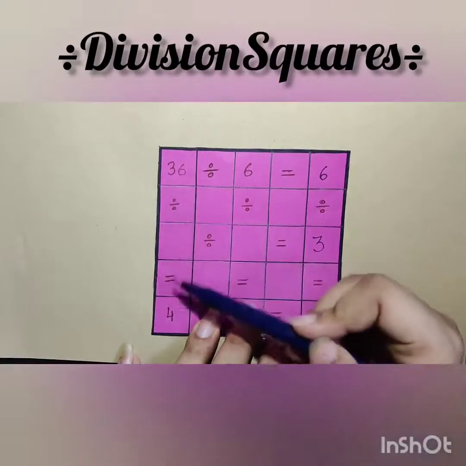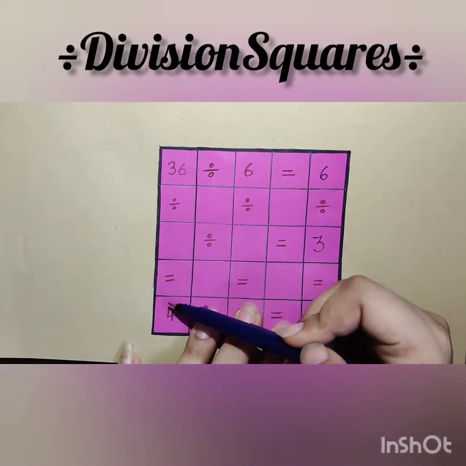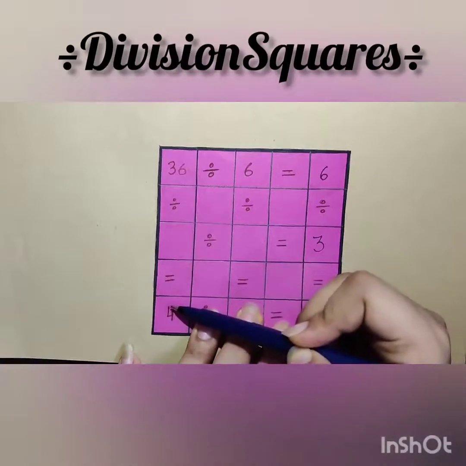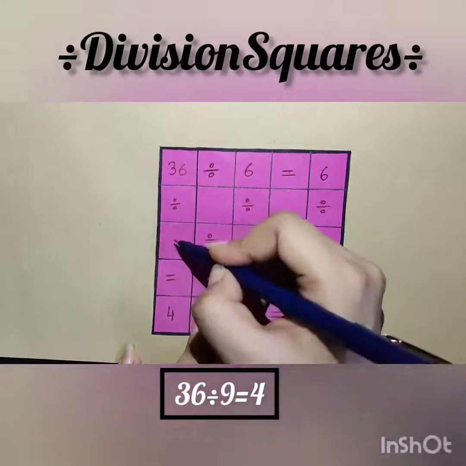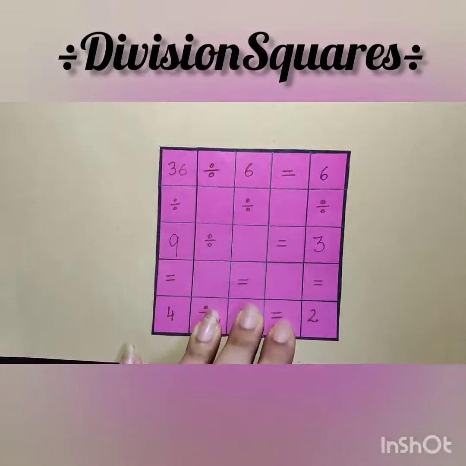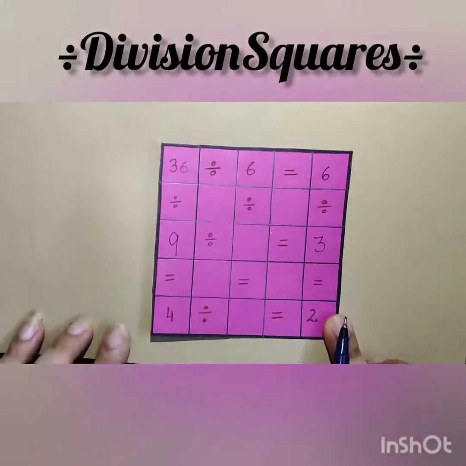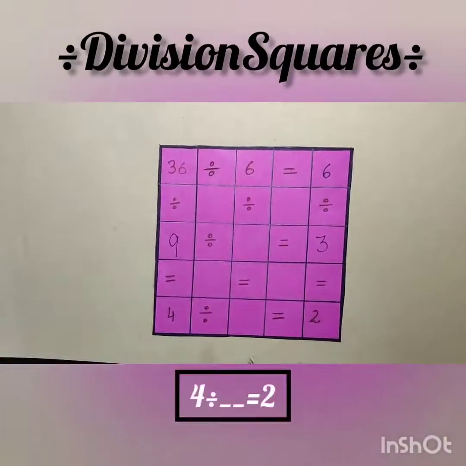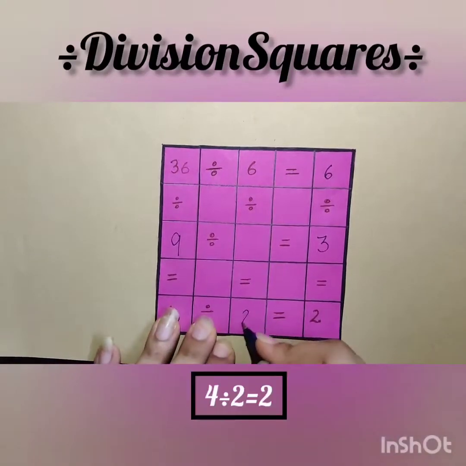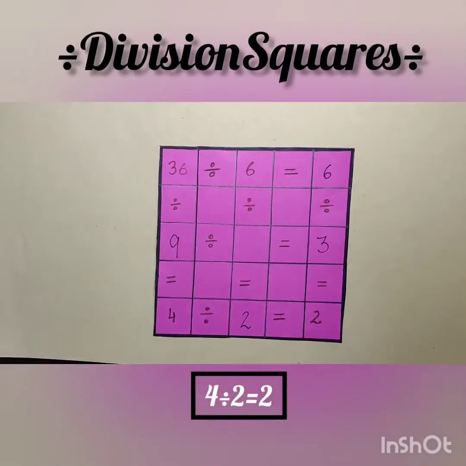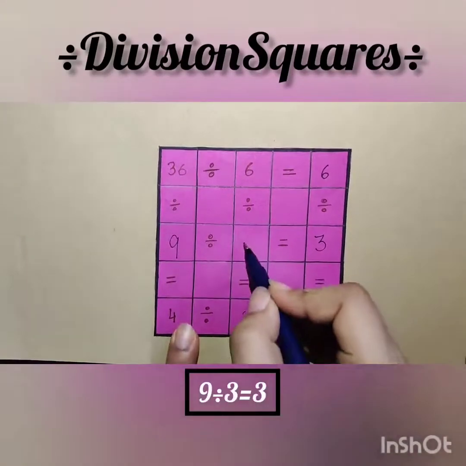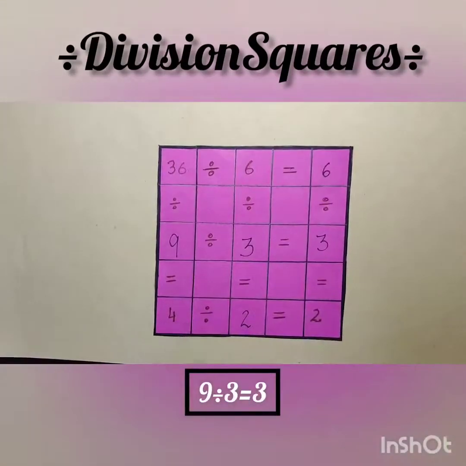So I'll divide 36 by 4 only. I know 36 comes in table of 4 at the place of 9. So 36 divided by 9, answer is 4. Which number should I write here to get the answer as 2? So 4 divided by 2, the answer is 2. Easy. The last one, 9 divided by 3, the answer is 3.